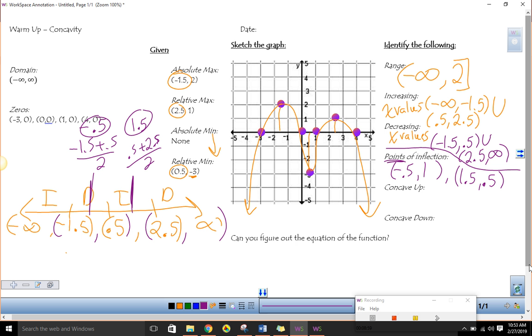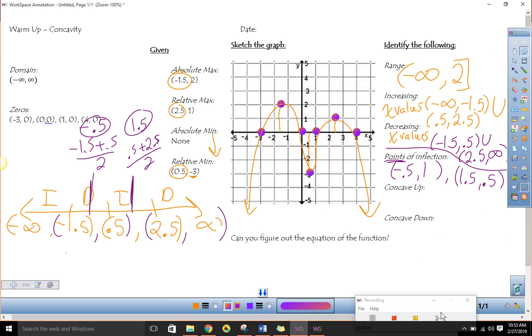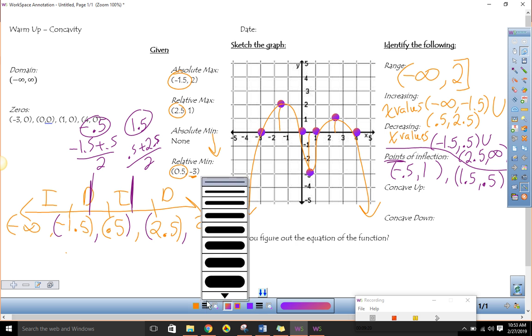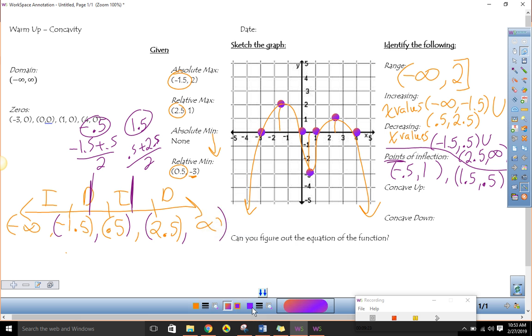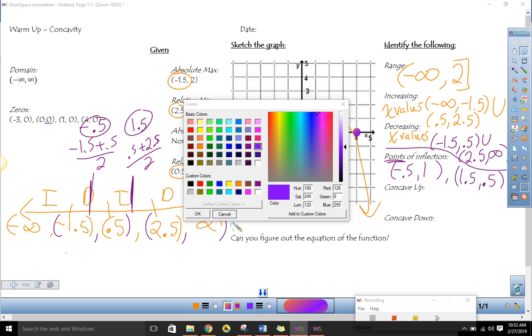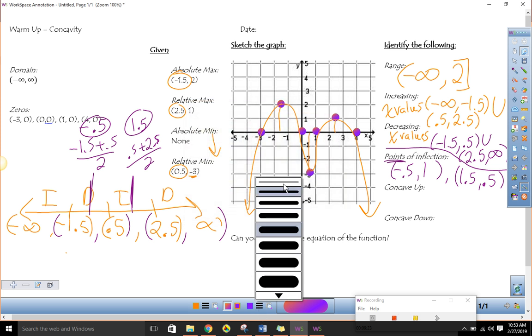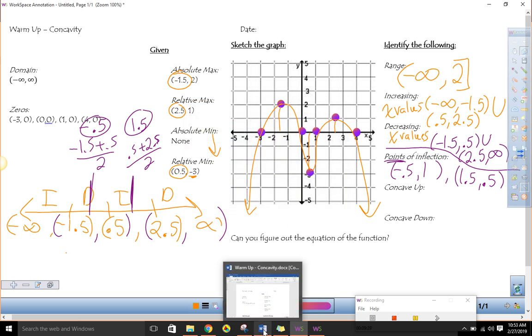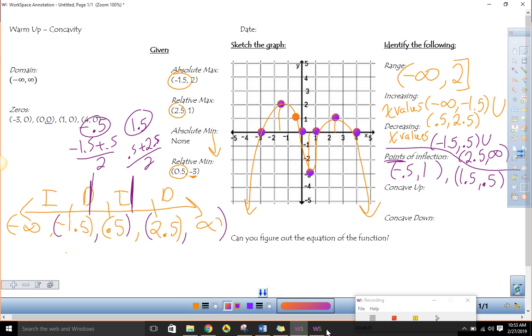So let's mark these guys on our picture. We'll try to make them big like the other guys, but make them a different color. How about that?